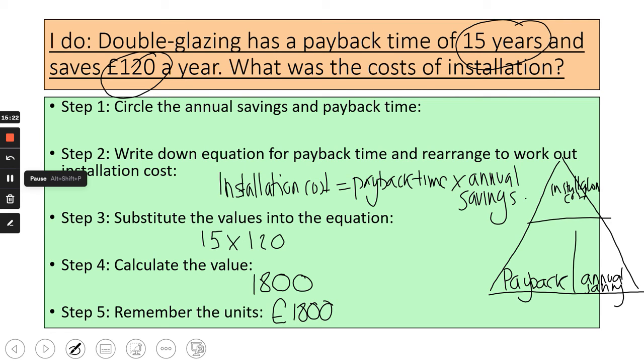I can put this answer into our first equation to check if it's right. So payback time, 15, should equal 1,800 divided by 120, which is correct.